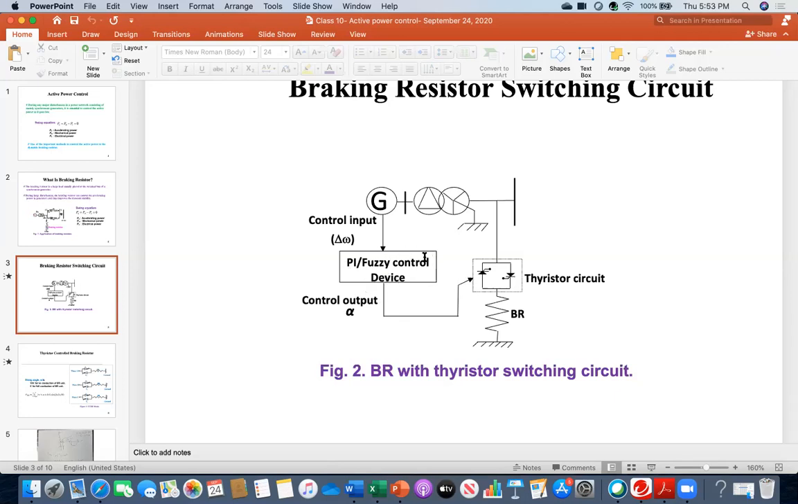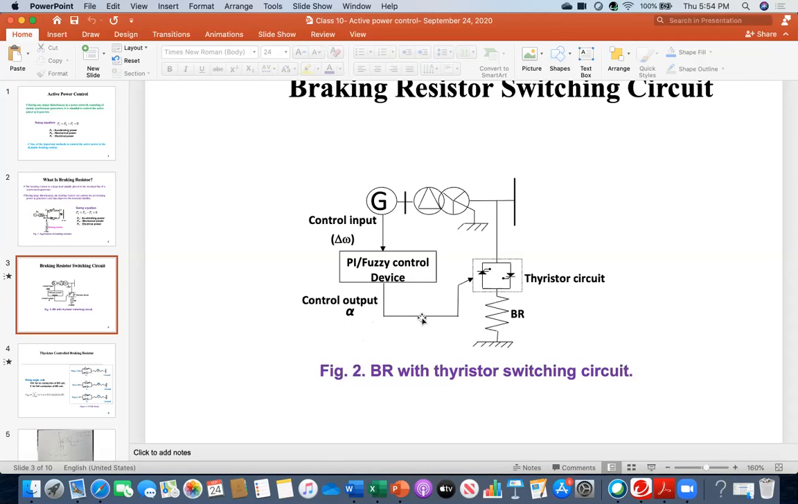Whatever the control structure is, you need not worry what the control structure is. Just assume that it's a controller. It may not necessarily be only fuzzy or PI. It could be another sophisticated controller. There are lots of controllers. So you assume that there is a controller, I need an input and I need the output, and I will send that alpha to trigger the thyristor circuit so that it can control. Alpha has a range, typically 0 to 180 degrees.